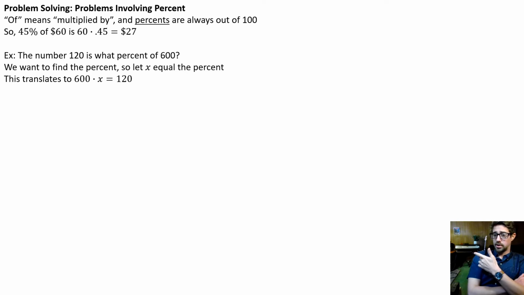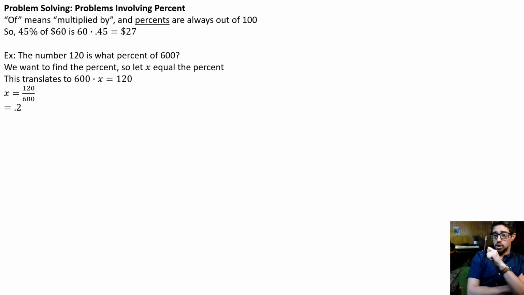Some percent of 600 is 120. So of, right? X percent of 600 means 600 times x. So 600 times whatever this decimal turns out to be is 120. Okay, and now you know how to solve this equation. Just divide both sides by 600. 120 over 600, like I've been saying, go ahead and punch that into a calculator. Is 0.2. Okay, so that is not a percent.